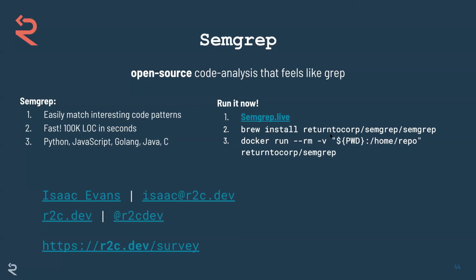So this has been Semgrep. Just as a summary, in case you're tuning in at the very end, it's an open source code analysis tool that's designed to feel like grep, make it easy to match code patterns, super fast, supports Python, JavaScript, Golang, Java, and C. And you can either play around with it in your browser on Semgrep Live or install binaries or use it via Docker.